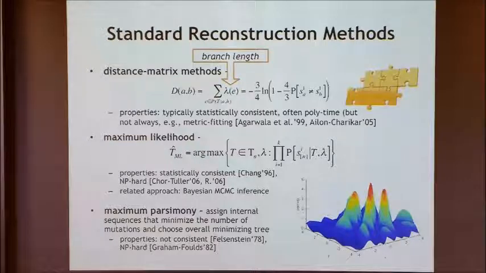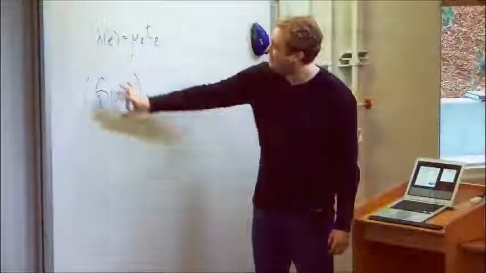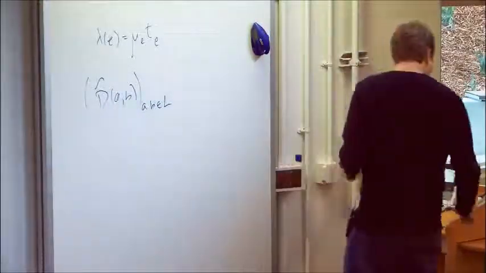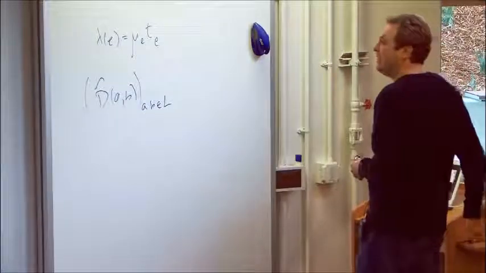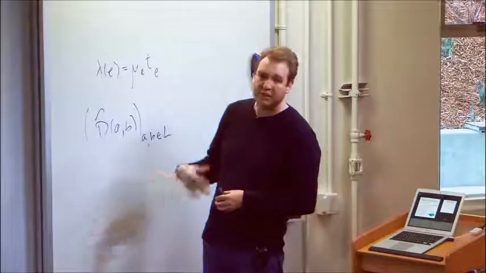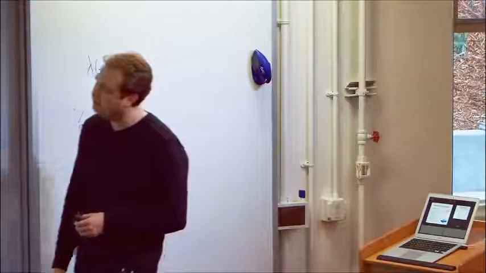Well, this is the distance matrix. So I can think of it as a matrix if I look at every pair. These are my leaves. And for every pair of leaves, I have this estimate of the distance between them, which I call the distance matrix. And methods that start from there to build a tree are called distance matrix methods.